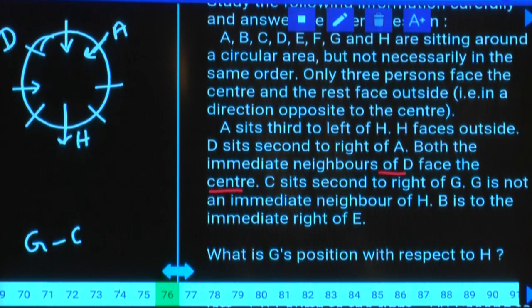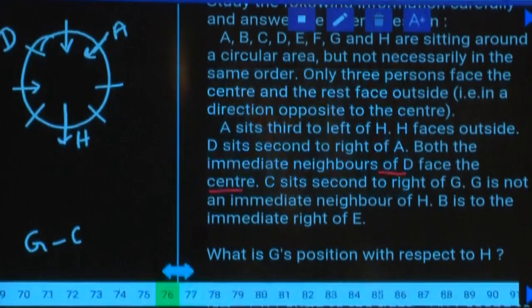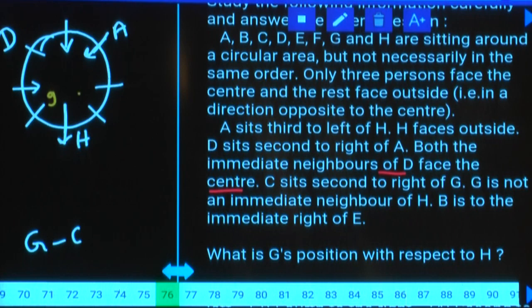G is not an immediate neighbor of H. As G is not an immediate neighbor of H, now check out here. G cannot be at this place and G cannot be here because G is not an immediate neighbor of H. And B is to the immediate right of E. Tell me what is the other possibility. Then G is not an immediate neighbor of H and C sits second to the right of G.